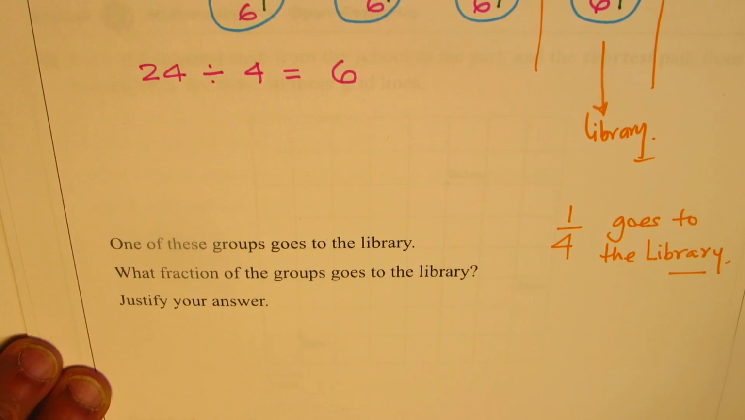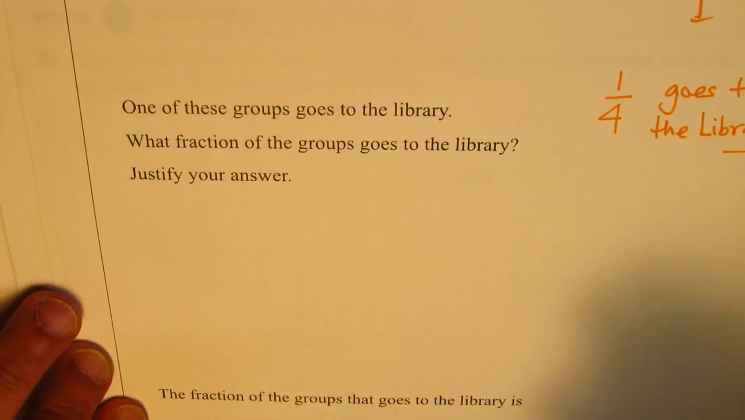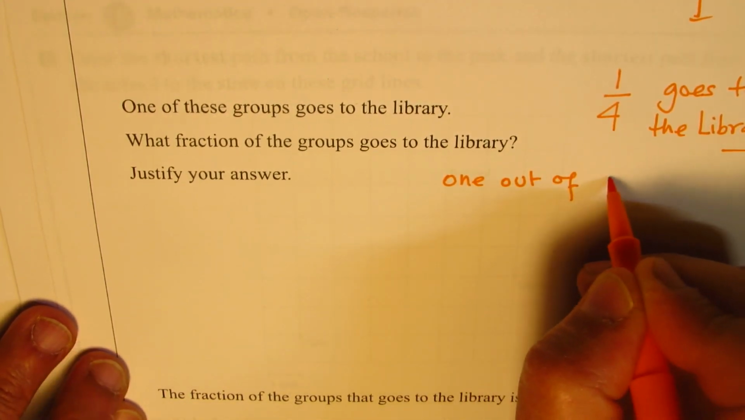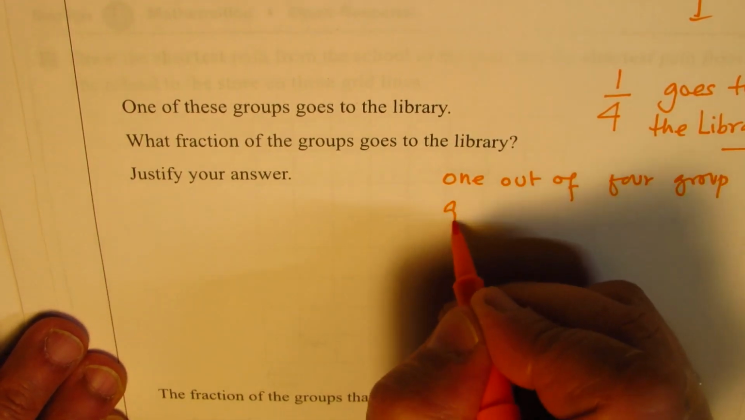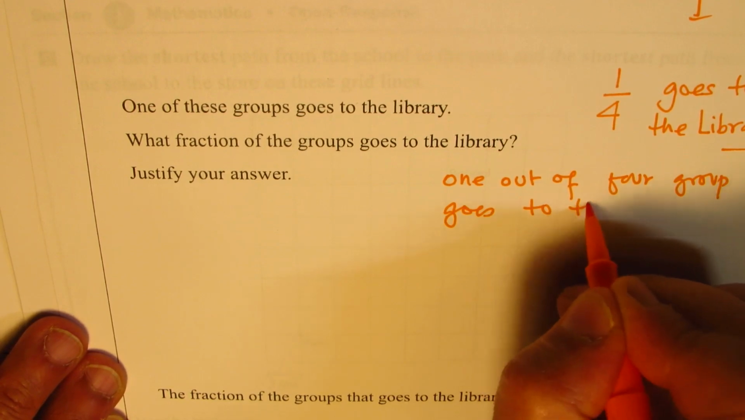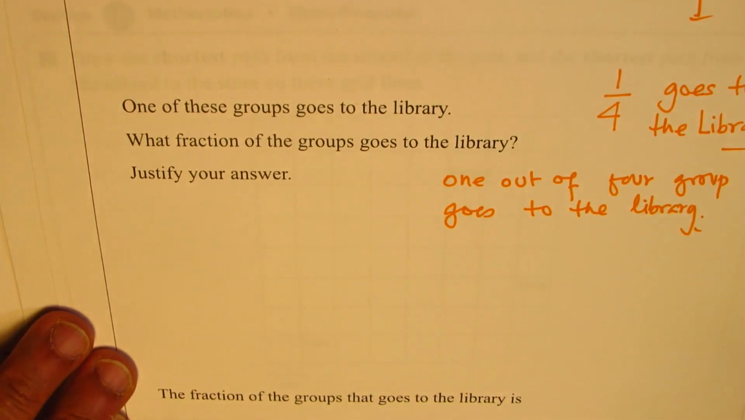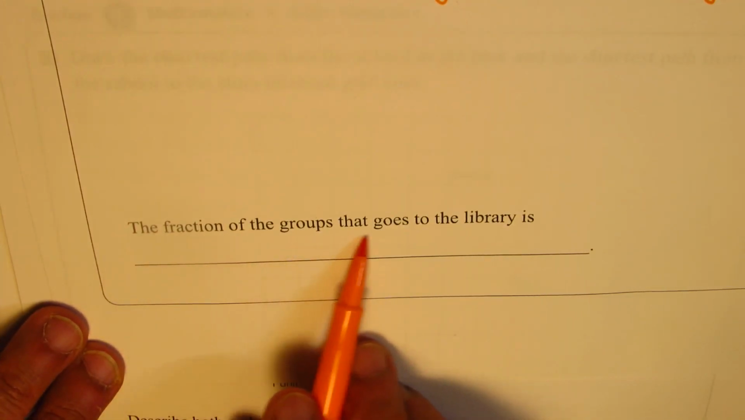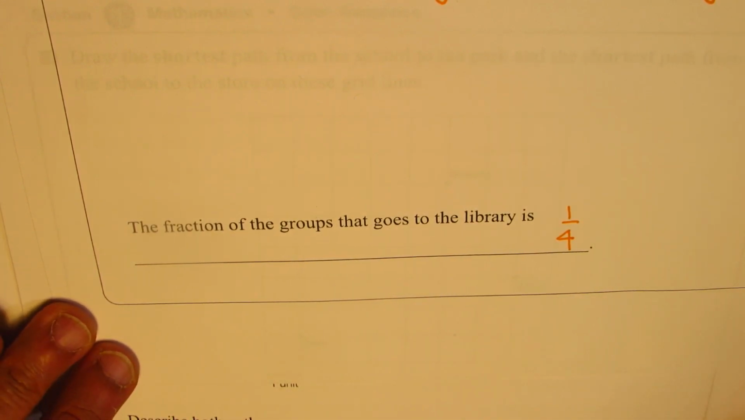Is that clear to you, right? So the fraction of group which goes is 1 out of 4, right? So you can say 1 out of 4 groups goes to the library. So that is how you could justify, right? And you can write your answer at the end, which says the fraction of the groups that goes to the library is 1 out of 4. Clear? So that is how it should be answered.